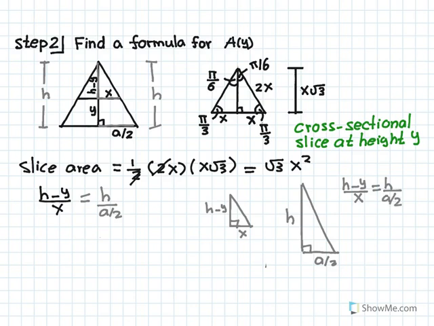By the way, you can write this in any order, as long as it's consistent. So (h − y)/h is equal to x/(a/2). As long as you're equating the ratio of corresponding sides, the ratios of corresponding sides are equal. We need to find the cross-sectional slice as a function of y, then add them up in the y direction.